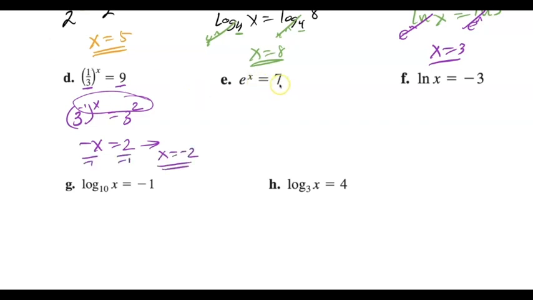Here we go. e to the x equals 7. But there's no way to solve it. You can't get the same base here. What we can do, anytime we have an e to the x, the way you cancel out an e is you take the natural log of both sides. We're going to take the natural log of both sides. So it's going to look like this.